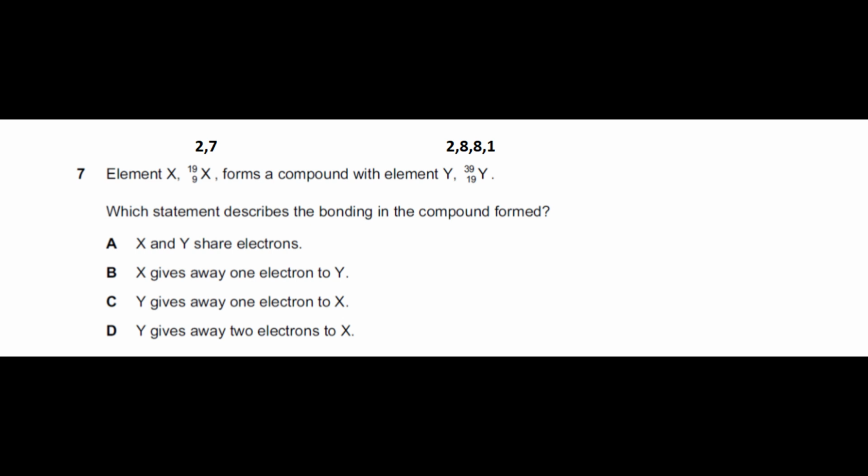So X has a valency of -1, and Y has a valency of +1. X is a non-metal and Y is a metal. Between a metal and a non-metal, as we have seen in the previous question, an electron is transferred from the metal to the non-metal. So whenever there is a transfer of electron from a metal to a non-metal, an ionic bond is formed.